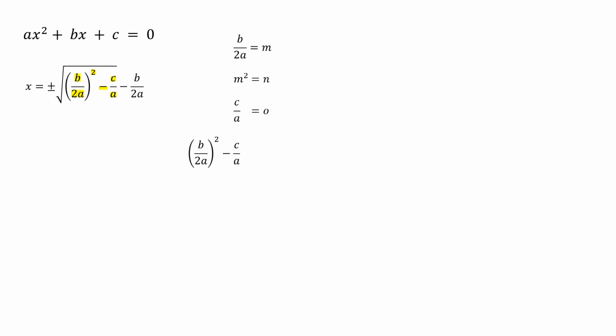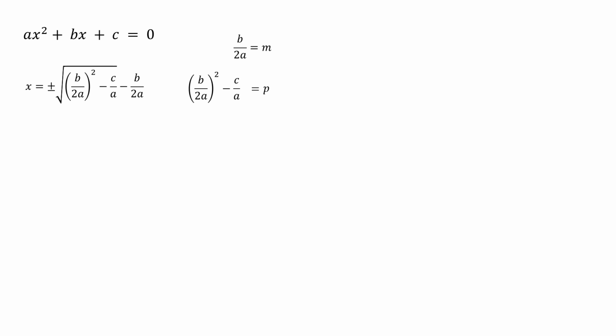So that means this is also n minus o. After getting the value of n minus o, I'll call it p. Now we can forget about n and o, and we only need to remember m and p.